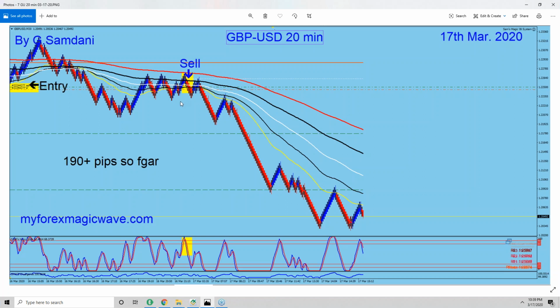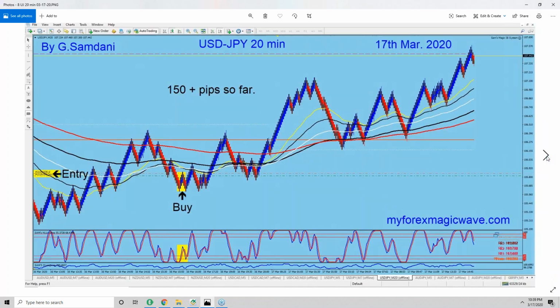Maybe I lost like 10 or 15 pip, and after that I made an entry here, and 190 pip from there to there. And then the 17th, USD/JPY going up here because of the USD strength. You saw the USD/CAD went up, and similarly here USD/JPY is supposed to go up, and other USD pairs like EUR/USD, GBP/USD are supposed to go down, and I caught that GBP/USD to the downside, right? So when USD is getting strong, this is what happens.